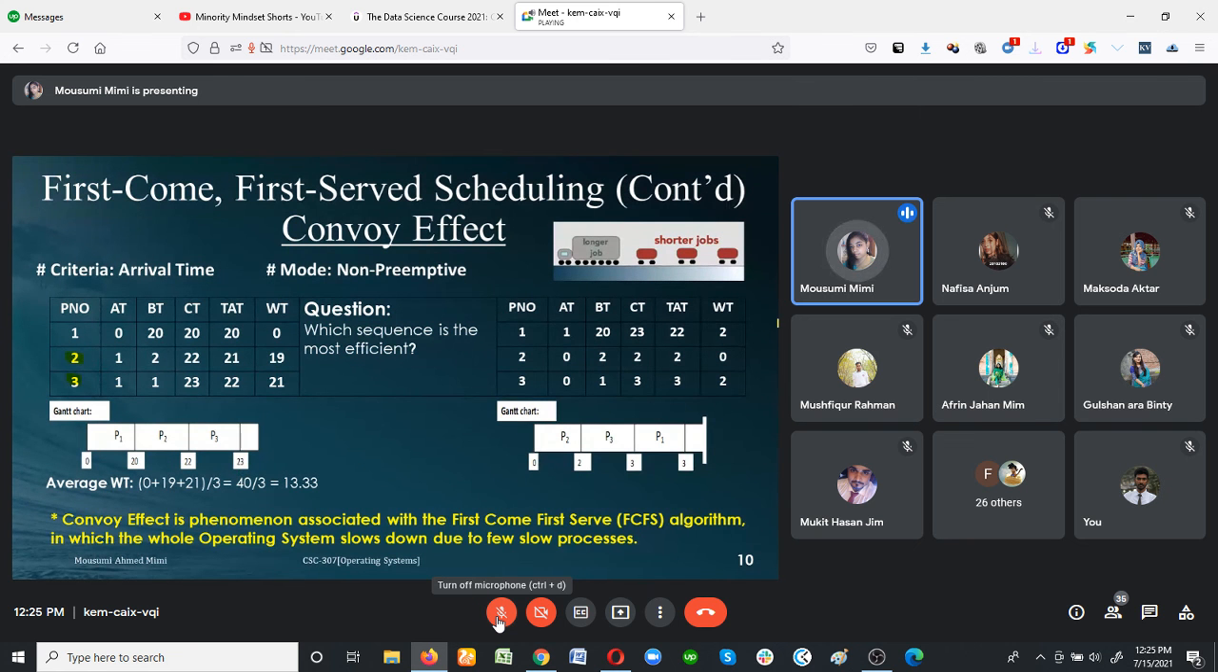And look at here, the process numbers are 1, 2, 3. But look, process 1 arrival time is 1, and process 2 and 3 arrival time is 0. It means first my process 2 and 3 come, then my process 1 comes. So first I will go for my process 2, then process 3, then process 1. Guys, do all of you clear this thing? Yes, ma'am. Okay.